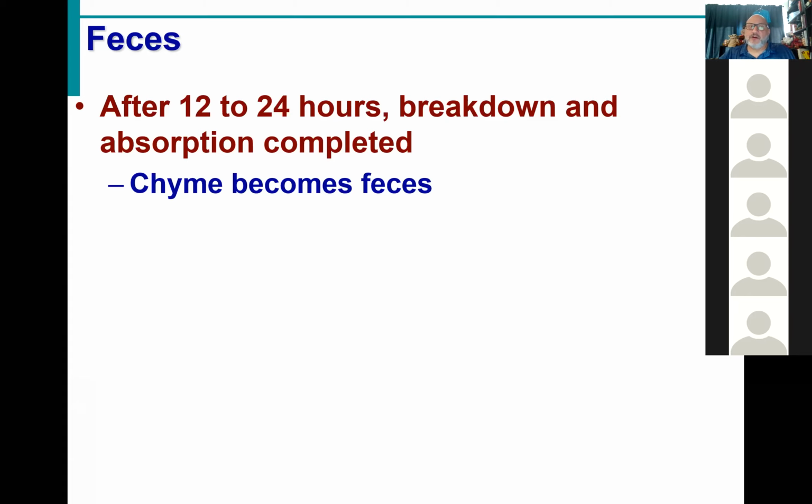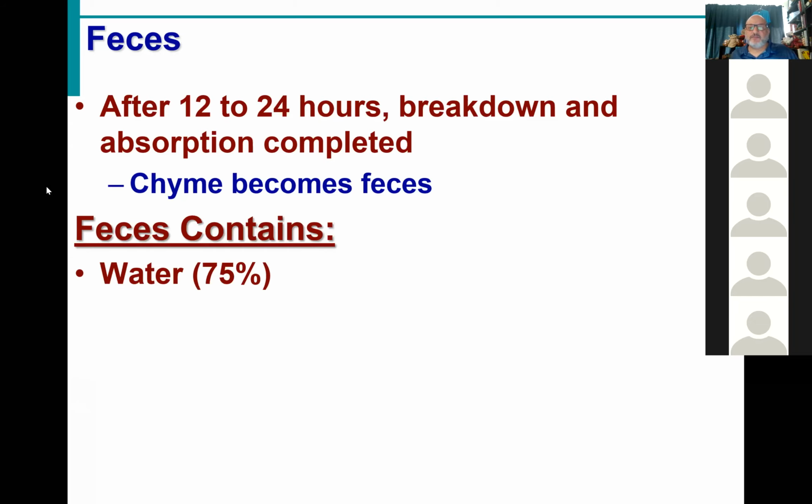All right, so thankfully for the last time, it varies based on the volume of food, the number of times you eat, the composition of the food you eat, but on average, it takes about 12 to 24 hours to completely break down and absorb all of the materials that we need from that chyme. And finally, after that period of time, that chyme has been processed to its final iteration, feces. So we went from food to bolus to chyme, and now finally to feces.